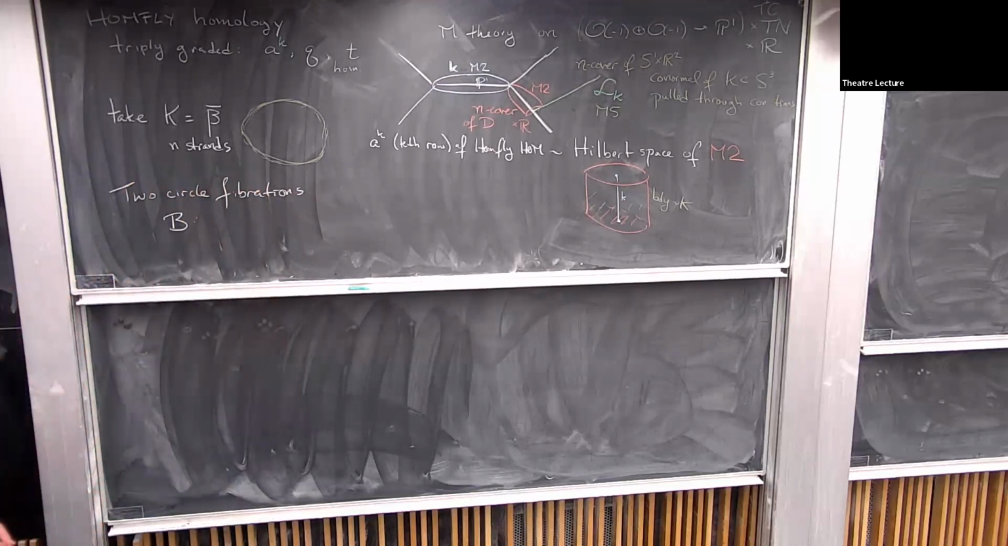Can I perhaps ask a question about the configuration of the M2 brane? In the topological string picture, if you think about the brane being labeled by some representation, by some Young diagram, what would this correspond to? It's a single row in that setup.